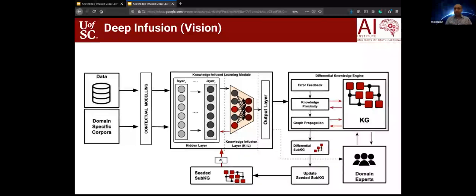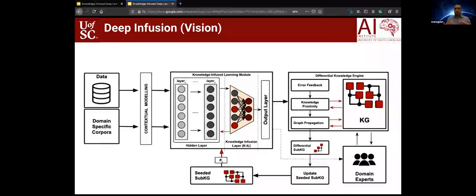with a knowledge graph, with a process that we want to be measured. We want to actually put a kind of a stopper where we measure how much information is to be added to the deep learning model in order to guide its learning process. So that's the whole idea of the deep infusion.